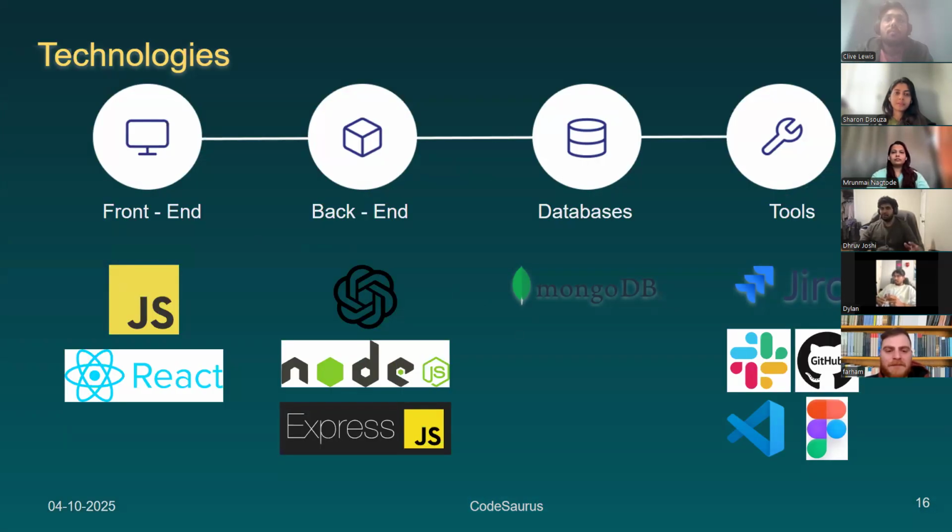Hi, I'm Dhruv, and I'll explain the technologies that we are using in this project. So for front end, we are using JavaScript and React. For backend, we have Node.js, Express.js, and OpenAI's API. We have MongoDB as our database, and the tools that we'll be using are Jira, GitHub, Visual Studio Code, Slack, etc.